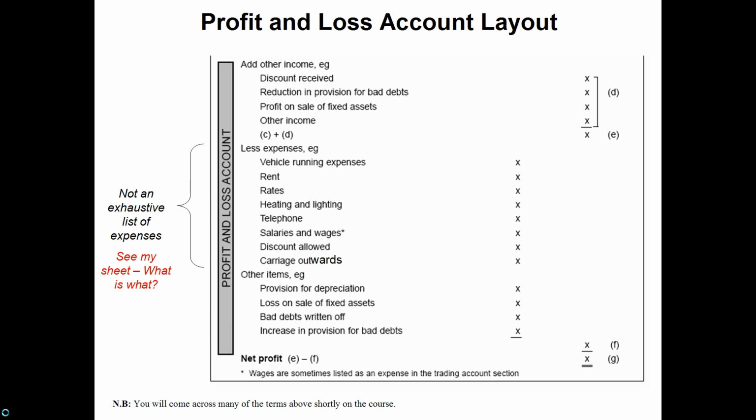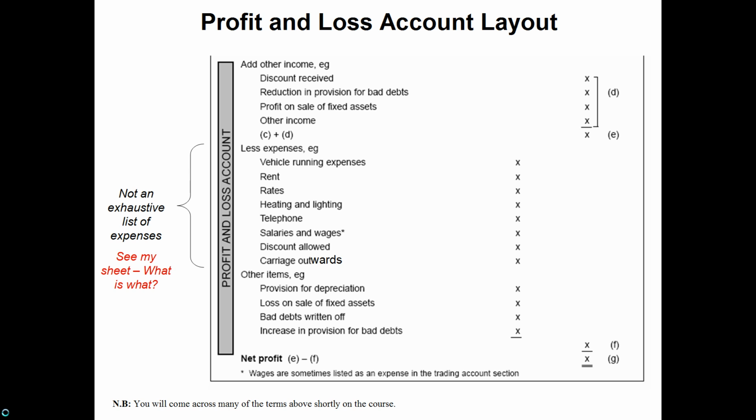So we list all the expenses, and it's in the middle column. We put all the individual expenses. We total them at the end, underline it, total it, and put it into the far column. And it needs to be in the same column as we have here, which is where you've got letter E, and that is showing that value would be gross profit plus other income. The reason why is because that's what we're going to take the expenses away from.